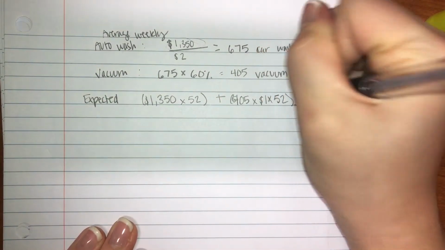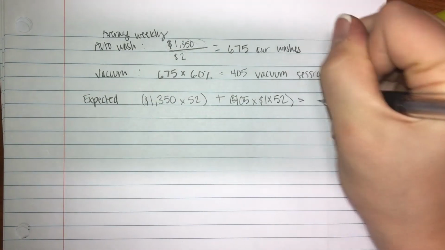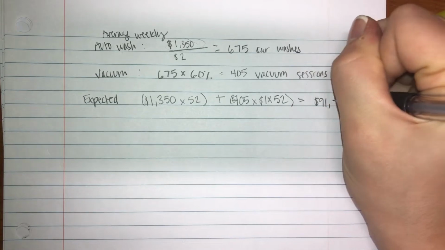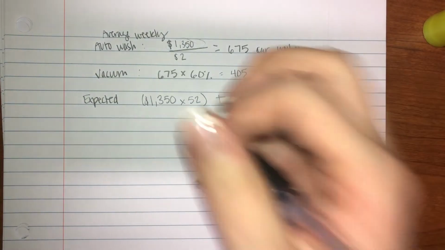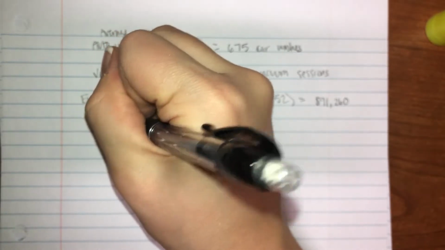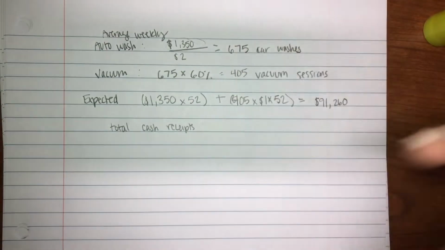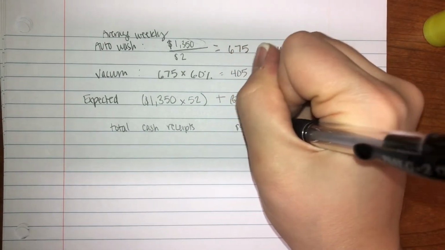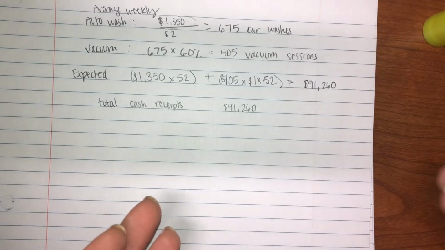So this is actually a multiple step problem. This gives us 91,260. And that number is our total cash receipts. So total cash receipts is 91,260. When we operate a business, do we only have cash receipts?